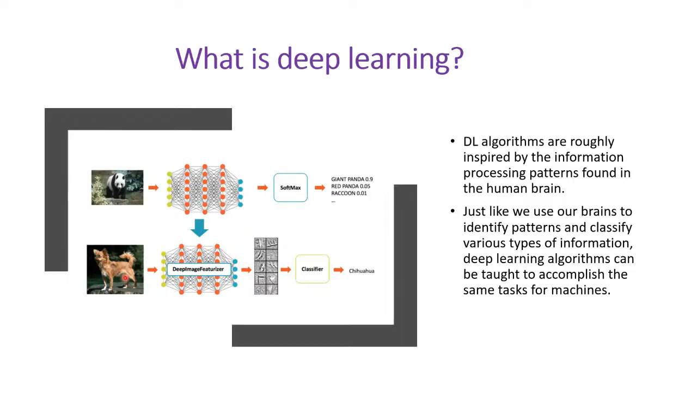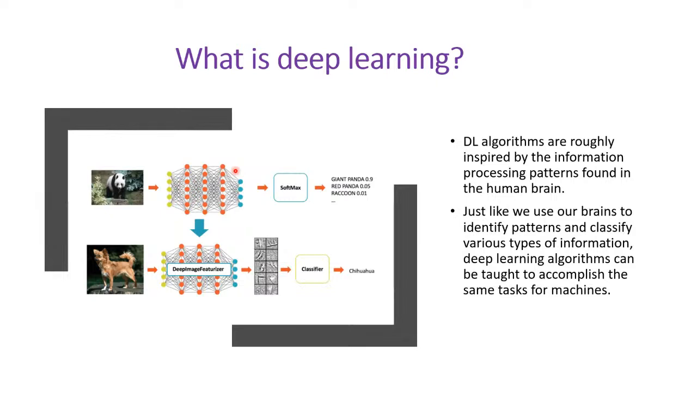So that's the beauty of deep learning. There are memory cells, it's an in-depth architecture, a purely long short-term memory architecture. As I said, these are inspired by our human brains, like how information processing happens in our human brain. So they have taken the same architecture and they have kept it in the robots. Just like we use our brains to identify patterns and classify various types of information, the deep learning algorithm will also do the same thing.